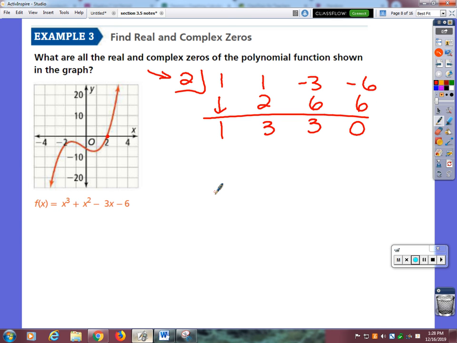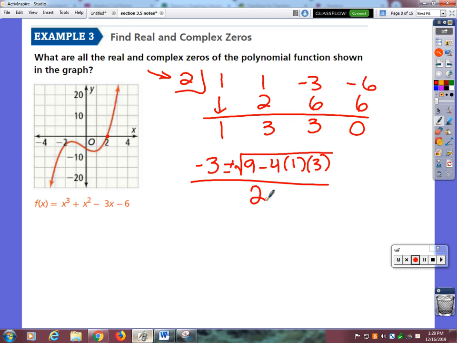So if I'm going to use the quadratic formula, I'm going to go opposite of B, plus or minus the square root of B squared minus 4AC. Then you take that total and divide it by 2A, which would be 2. And that's the quadratic formula.